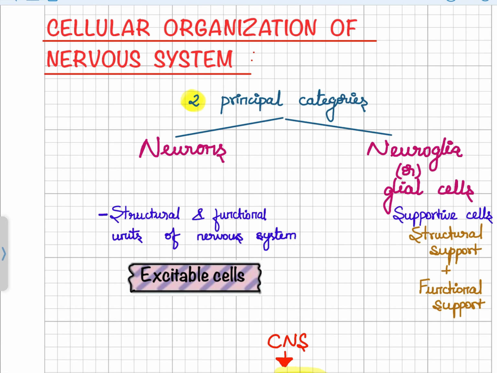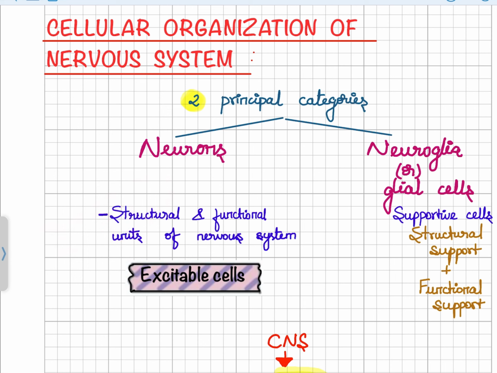Now let's see the cellular organization of the nervous system. There are two principal categories of cells. One is neurons, the most heard one, right? From our high school, we would have heard this word, neurons. And the other one is neuroglia or glial cells. Neurons are the most important MCQ topic people would have attended in any competitive exam. It is the structural and functional unit of the nervous system, right?